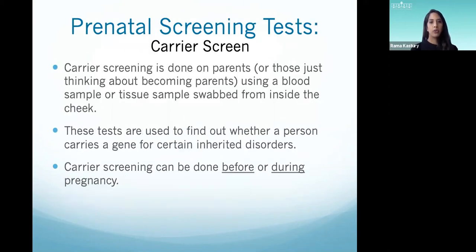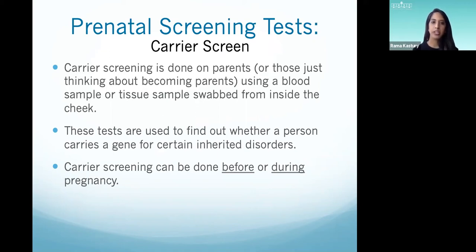One of the first screening tests, and this next section is all screening tests, is called carrier screening. Carrier screening can be done either before you get pregnant or while you're pregnant, if you didn't have time to really think about what kind of genetic testing you wanted to do and you got pregnant. We usually end up doing carrier screening at that time during pregnancy.